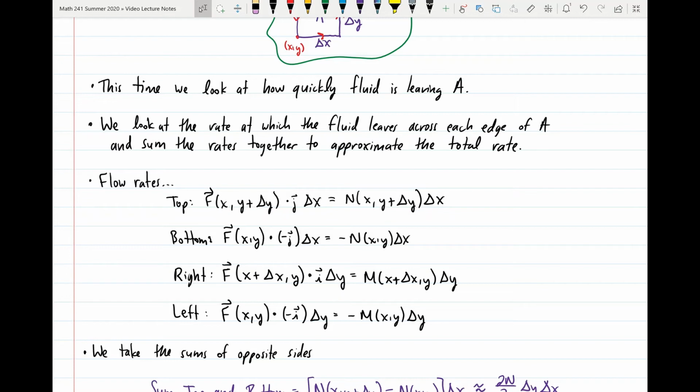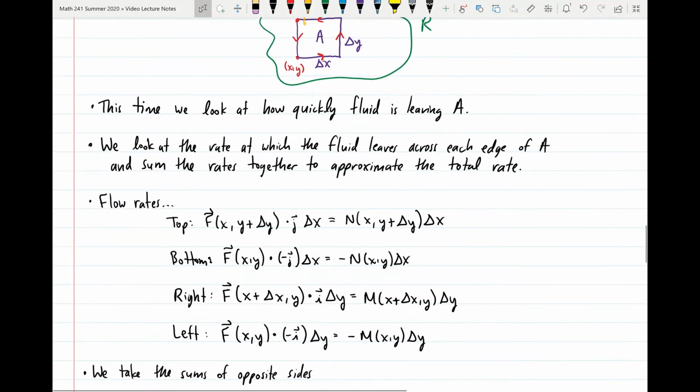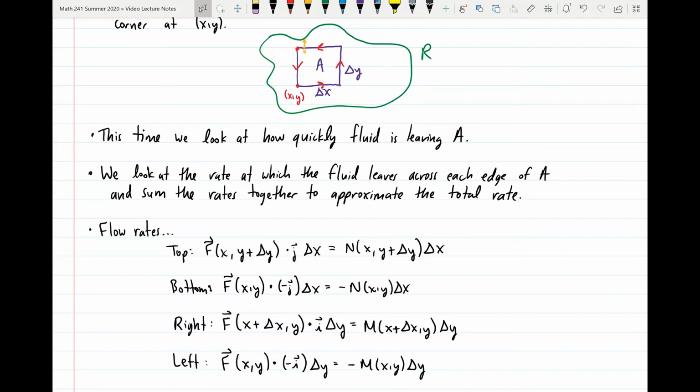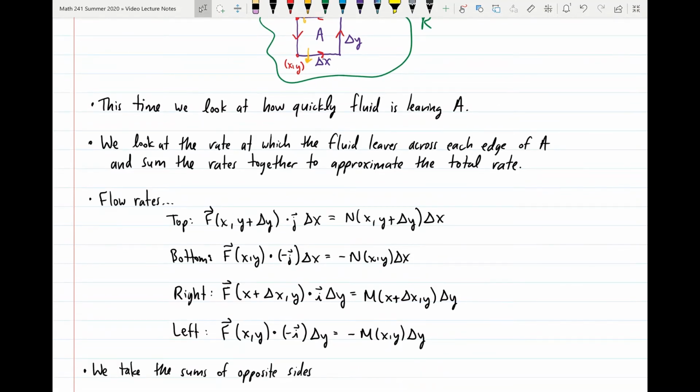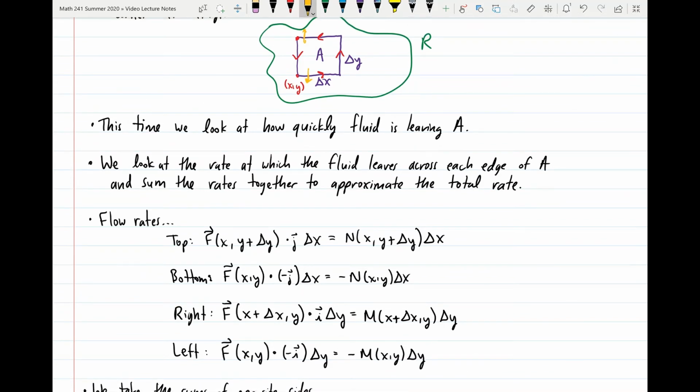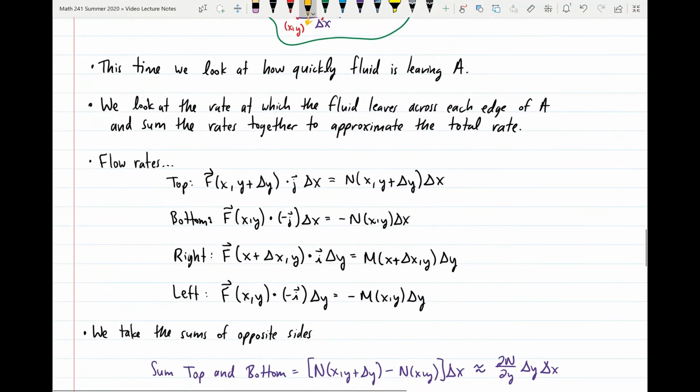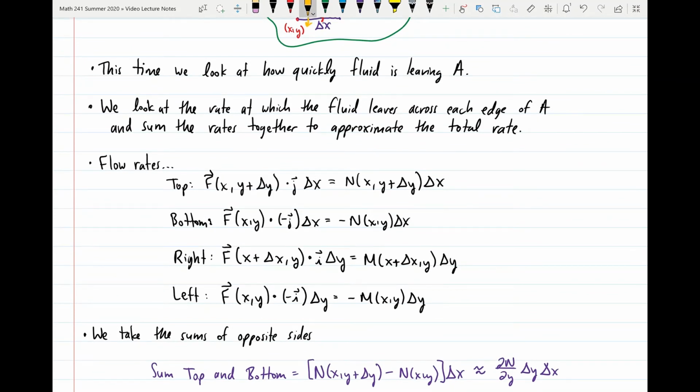So for the bottom flow rate, we have f of (x, y) dot minus j times delta x. And this time we're looking at the actual point (x, y), and we take the dot product with minus j because we want to know the scalar component of the velocity function at (x, y) in the negative y direction. So we're only worried about the fluid that's actually directly leaving that bottom barrier of our rectangle A. That's why we dot product with minus j, and then we multiply by delta x again because that's the length of the bottom side of our rectangle. And this will give us minus n of (x, y) times delta x.